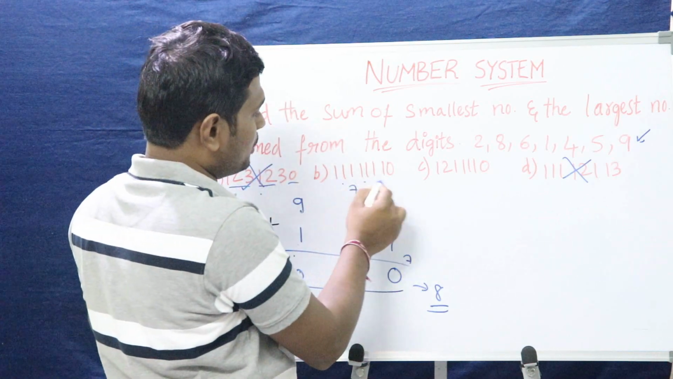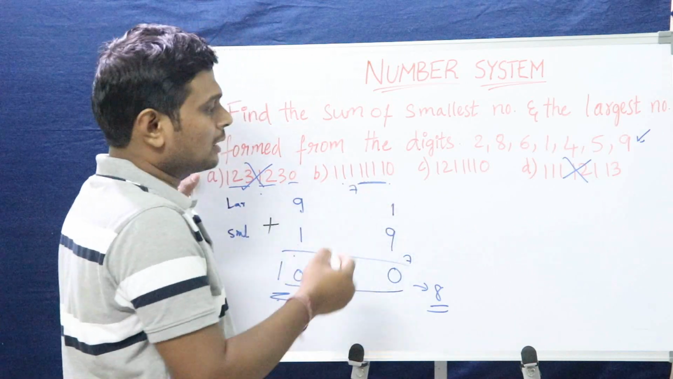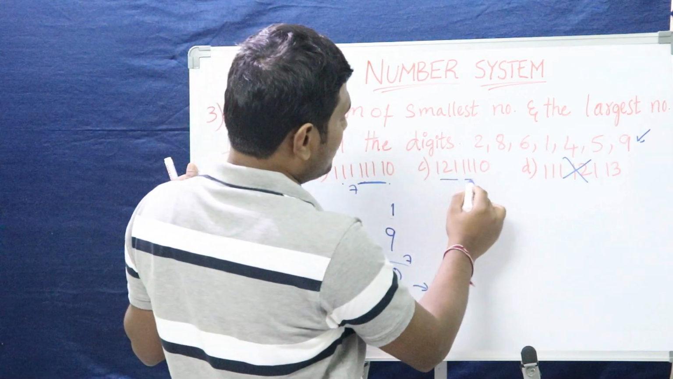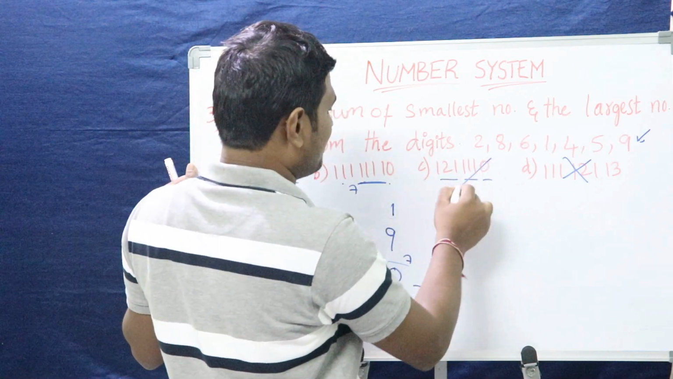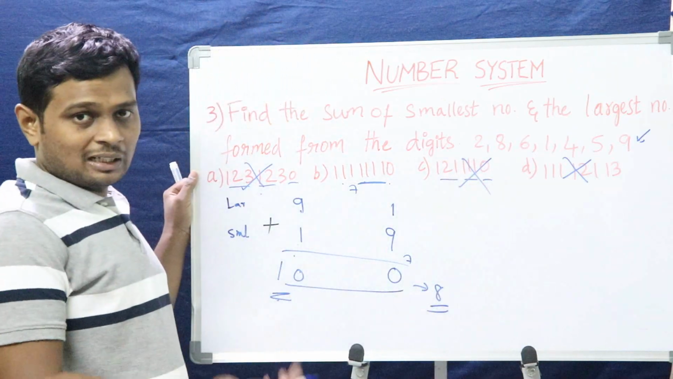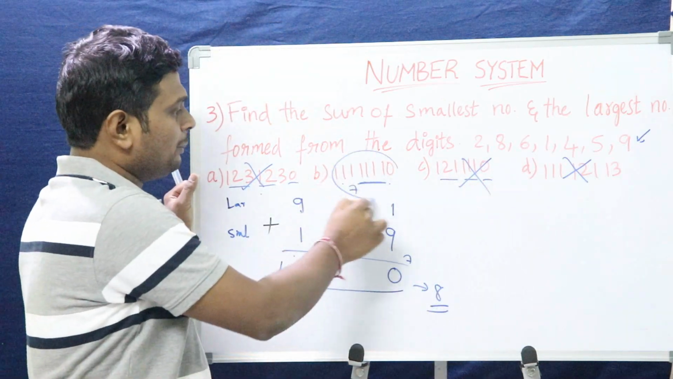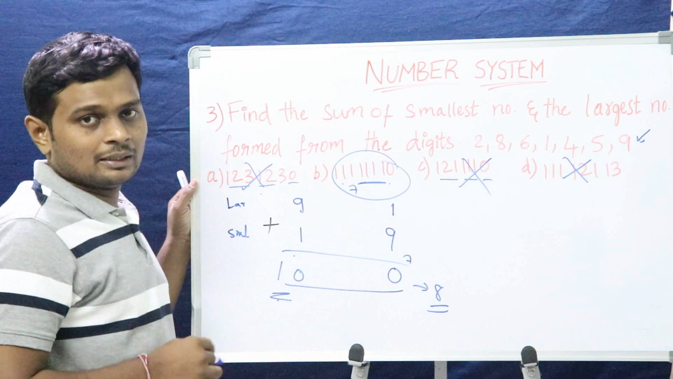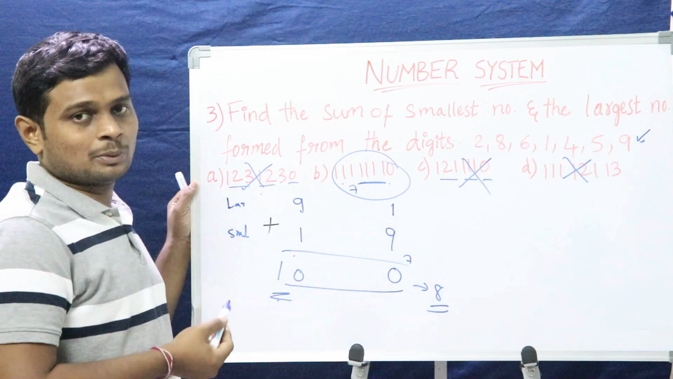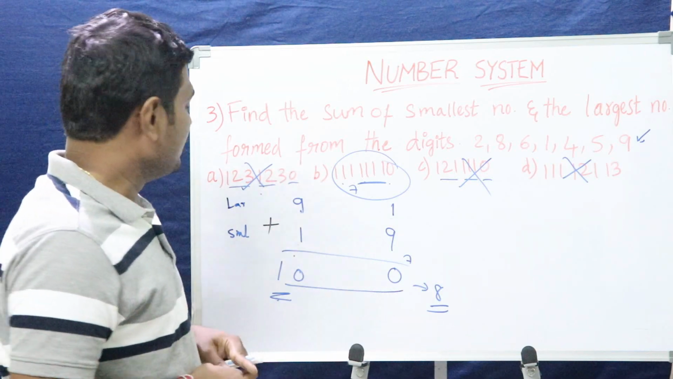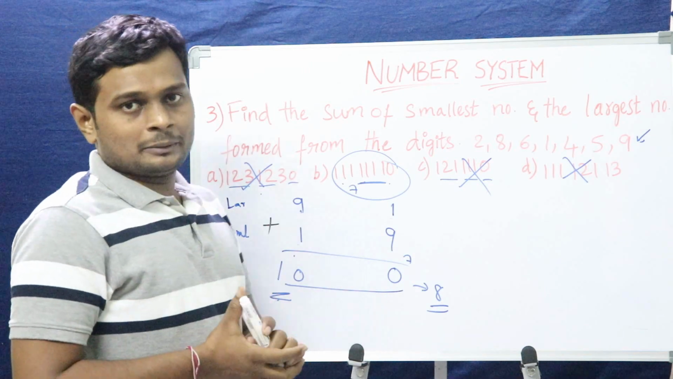And 1, 2, 3, 1, 2, 3, 1, 0. This is an 8-digit number. Coming to this, 1, 2, 1, 1, 1, 1, 0. This is also a 7-digit number. We can rule out this one. What are we left with? This is the only possible outcome here. How much time has it taken to solve this problem? Within a few seconds, right? Let me recap it.